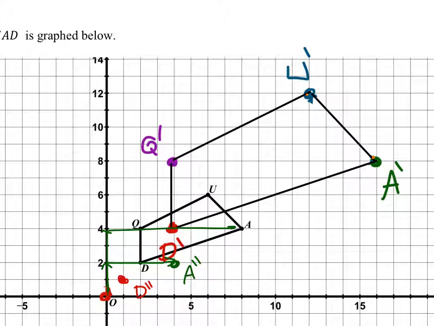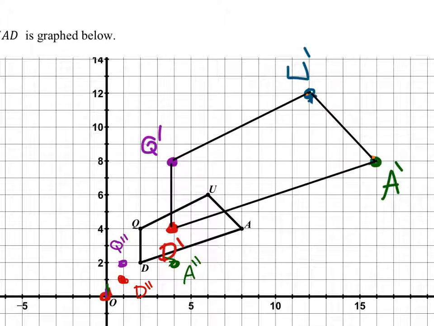Alright, so there it is, A double prime. Let's clean this up. Q as well. This one is up 4 and then to the right 2. So we'll cut those in half, up 2 to the right 1, which gives us this point, Q double prime.